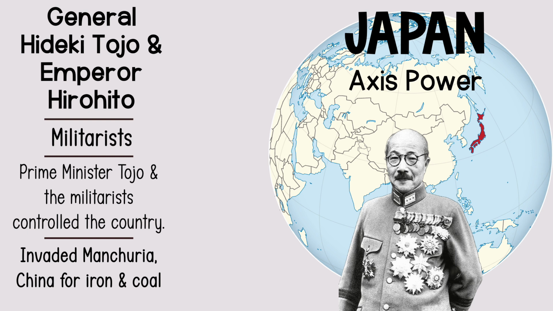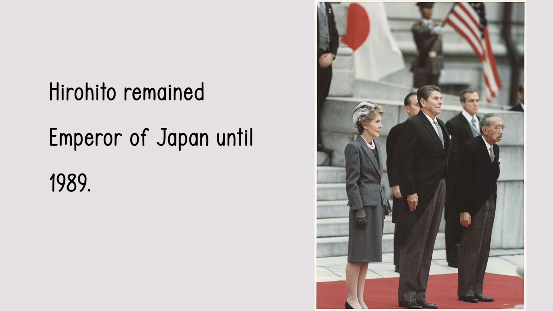Under his leadership, Japan sought to expand its influence in Asia through aggressive military campaigns, such as the invasion of Manchuria, China in 1937 and the attack on Pearl Harbor in 1941. Tojo's policies and decisions ultimately contributed to Japan's involvement in the war and its alliance with Nazi Germany and Italy in the Axis powers. Even after its massive losses, Hirohito remained Emperor of Japan until 1989.